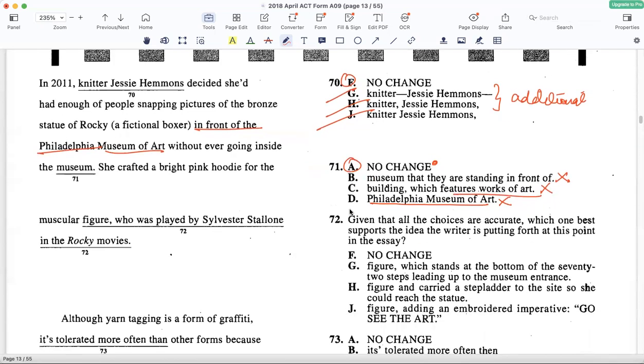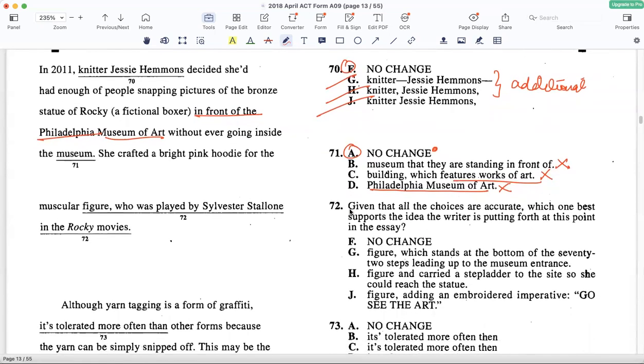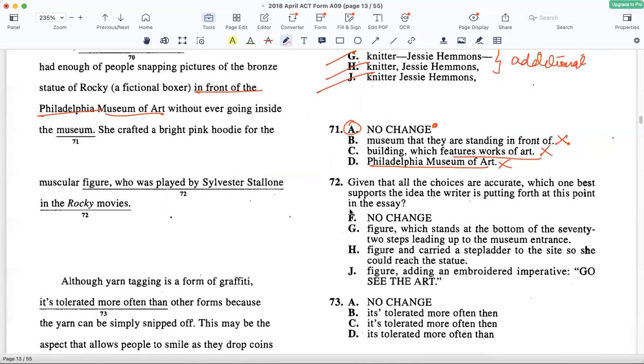Option A. She crafted a bright pink hoodie for the muscular figure who was played by Sylvester Stallone in the Rocky movies. Given that all the choices are accurate, which one best supports the idea that the writer is putting forth at this point in the essay? Okay, so she crafted a pink hoodie for the figure, which stands at the bottom of the 72 steps leading up to the museum entrance. Figure and carried a step ladder to the side so she could reach the statue. Figure adding an embroidered imperative, go see the art. So I think it would be J, right?